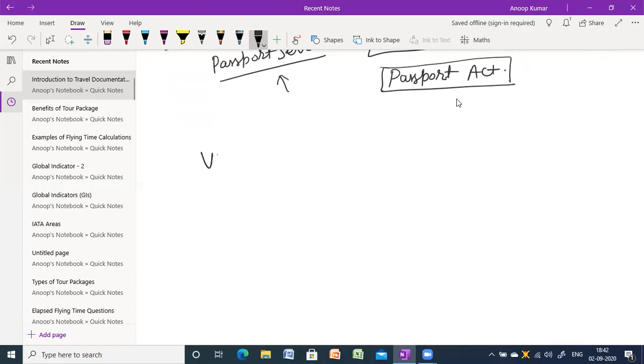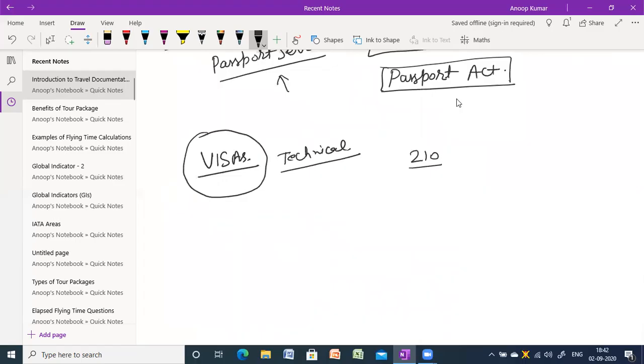Then we will study about the visas. See, when we talk about travel documentation, one of the important documents is passport, about which we will study, and another important document is visa. So visa is a very technical issue. There are specialized people sitting in the travel trade who are specifically dealing in visas, and there are around 210 countries for which we need a visa, and every country has a different requirement for visa. So we will study about visa requirements for a few of the tourist-based countries where people go for tourism purpose.